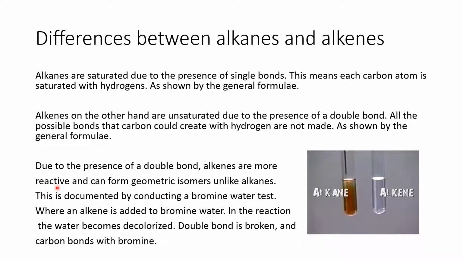But going back to the reactive point, you can actually show how reactive alkanes and alkenes are by conducting a bromine water test. When an alkane and an alkene are placed into bromine water, the alkane doesn't really affect the colour of the bromine water, which is brown, whilst the alkene does. The reason why is because alkenes contain double bonds, and they react with the bromine molecules. The double bonds break, and then they bind to the carbons, forming carbon-bromine bonds, and that changes the colour.